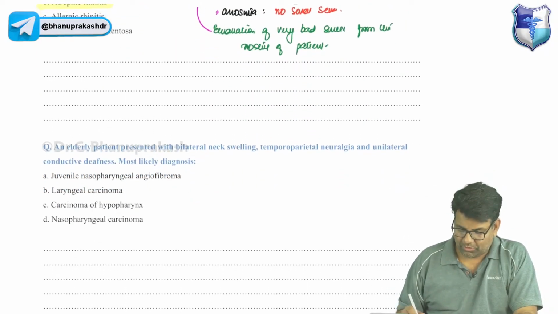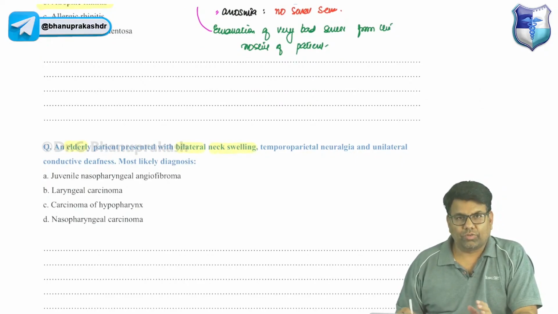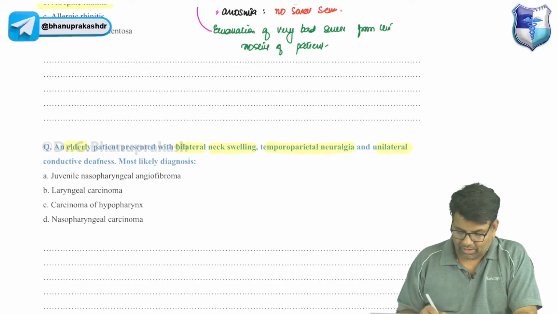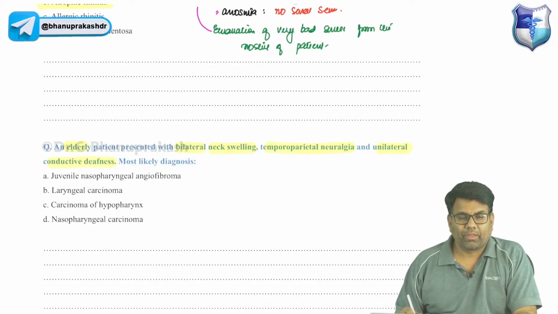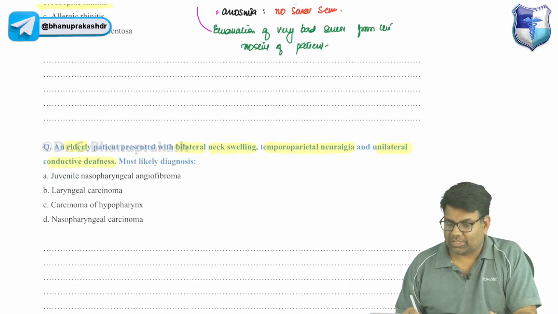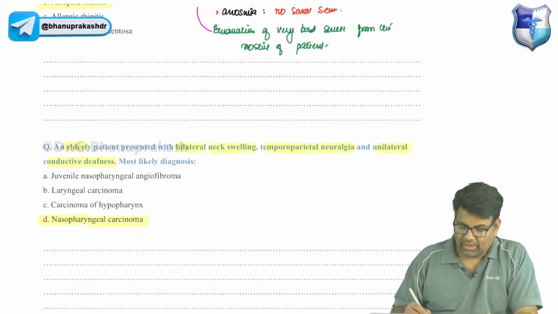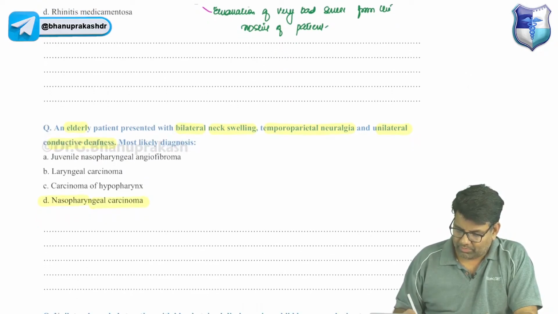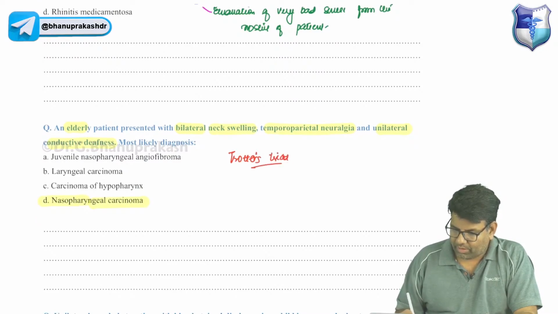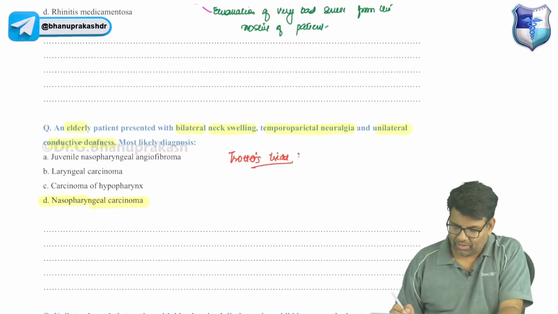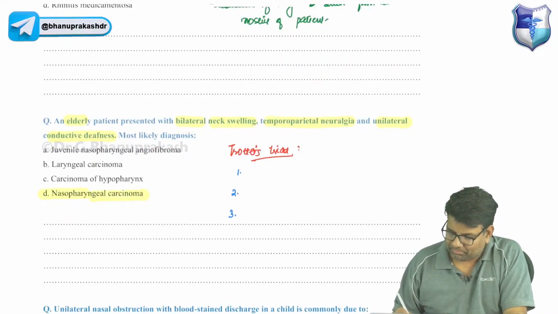Now going forward to the next question: an elderly patient, bilateral neck swellings, temporoparietal neuralgia, and unilateral conductive deafness. So what does this suggest? Very good. This is a classical description for nasopharyngeal carcinoma, or NPC, and there is a Trotter's triad. What are the components of Trotter's triad? One has been already given in the question.